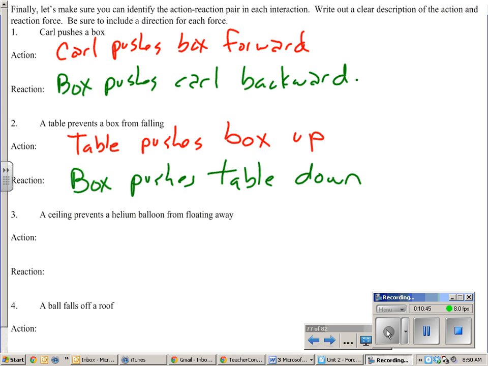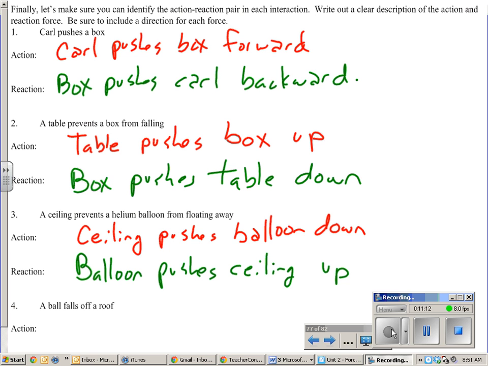All right. If you got that one wrong, pause it again and see if you can revisit 3 and 4, okay? So here we go. For number 3, a ceiling prevents a helium balloon from floating away. This is really similar to number 2, okay? So here we go. Your action is the ceiling pushes the balloon down, right? That's why the balloon's not floating away, because the ceiling's pushing it down. So your reaction then would be that the balloon pushes the ceiling up, right?